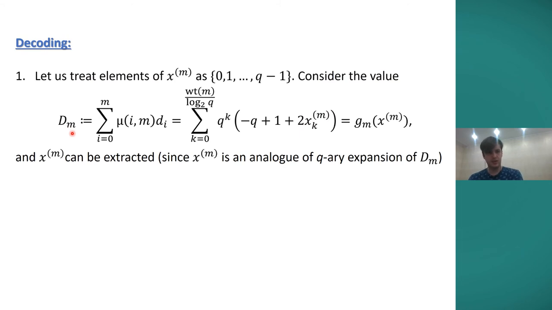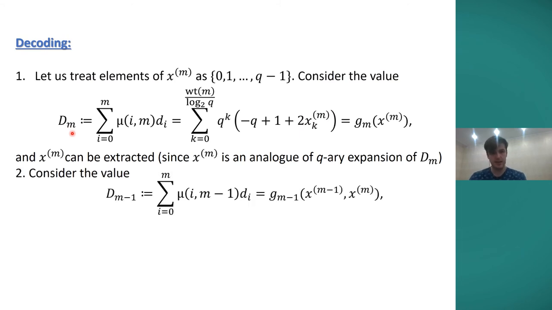And we're going to continue in a similar way and consider this linear combination. Here it's a similar expression, but the second argument of the Möbius function is m minus one. And it's possible to prove that this is a function that depends only on the last two parts of our hidden vector X. This means that, since we already uncovered the last part, it's possible to extract also the previous part. And we continue in the same way.